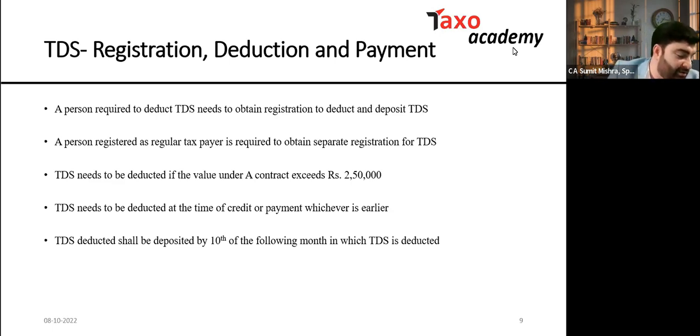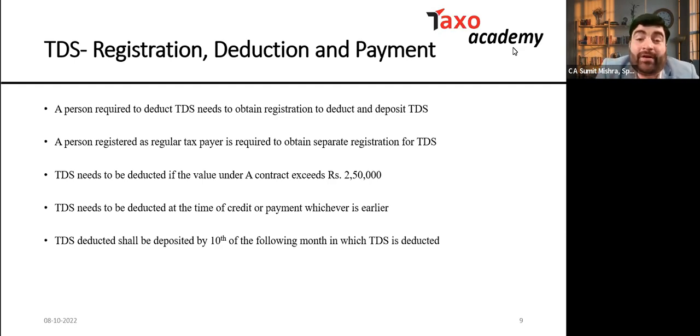So in that scenario, I will be having two different GST registrations. One is as a regular taxpayer, and the second one is as a TDS deductor. Again, deduction. We have discussed a lot about the deduction. Deduction will be done at 1% of SGST, 1% of CGST, and 2% of IGST if the contract value exceeds 2,50,000.